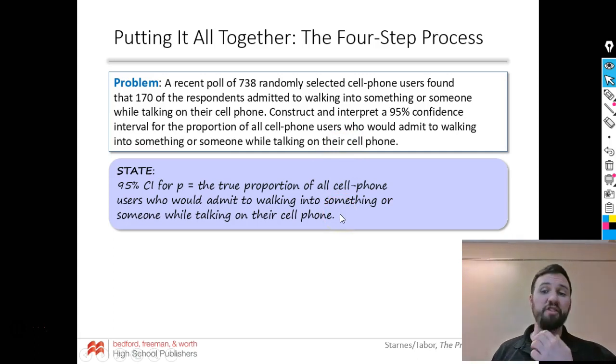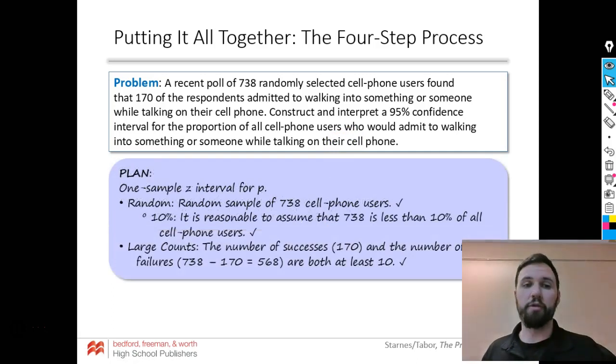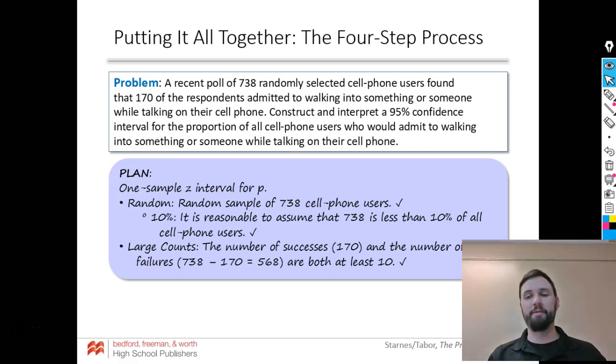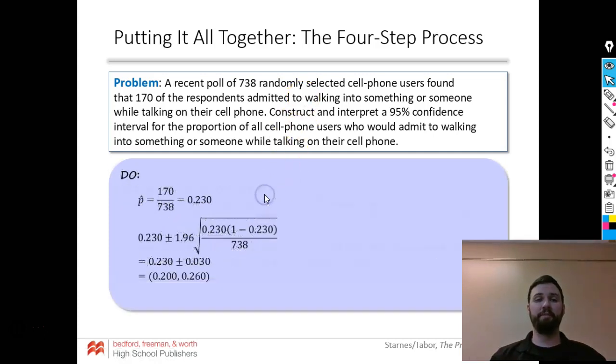Now for plan, we need to check conditions. We're doing a one sample Z interval for P. P is a proportion, interval, Z because we're taking one sample. Random. Yes, we took a random sample. It said so. 10%. 738 people is less than 10% of all the cell phone users. Good. Large counts. They did a shortcut way, but it's n times p, n times 1 minus p are both greater than 10. We can do this. We can keep going.